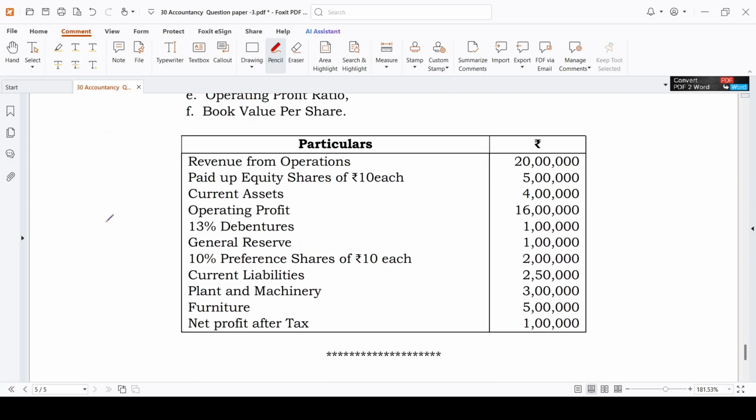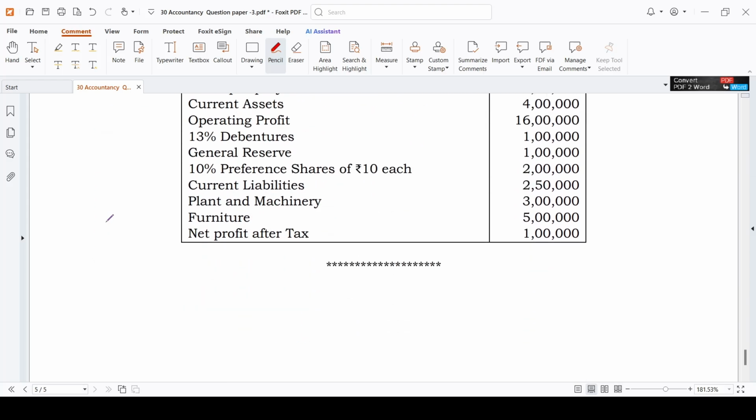These are the problems which are there in your model paper 3. So as of now we are completed with all the model papers. Please go through all the model papers and prepare well for your exam.